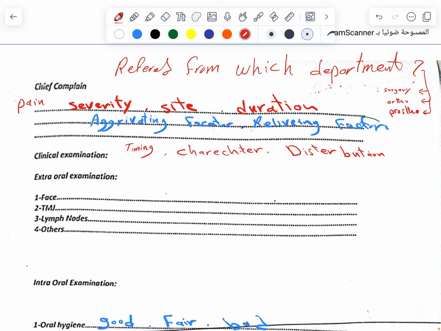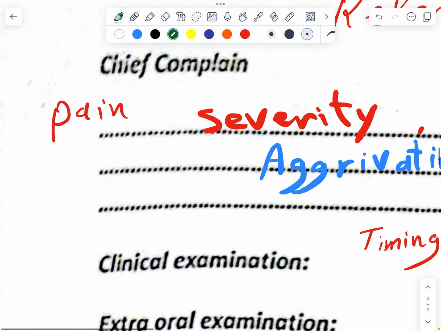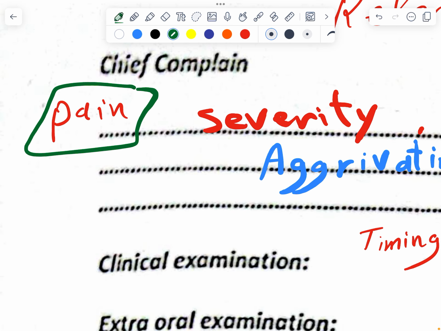If your patient suffers from pain, then you should mention 5 important points respectively.